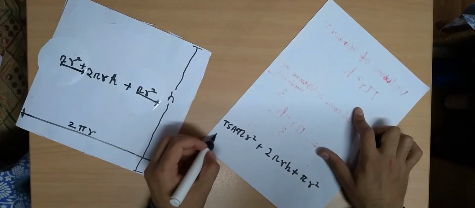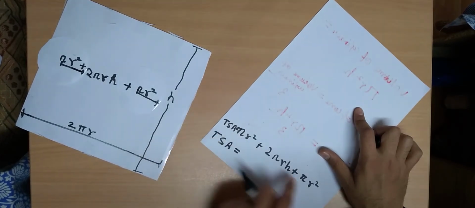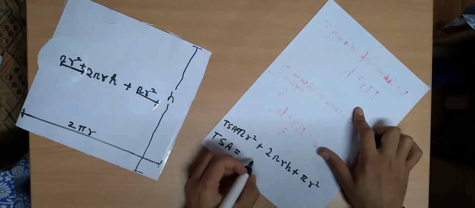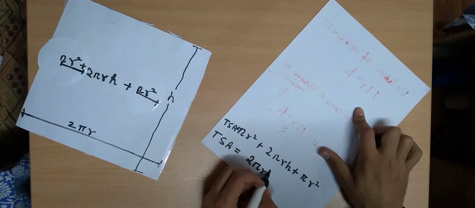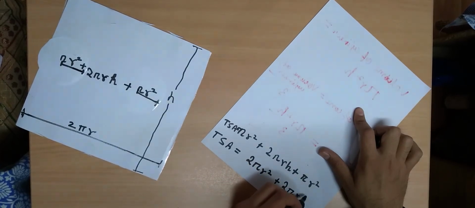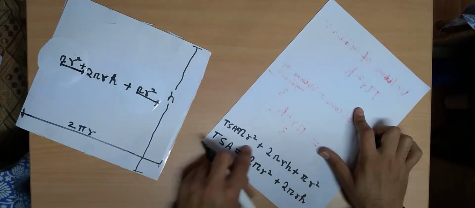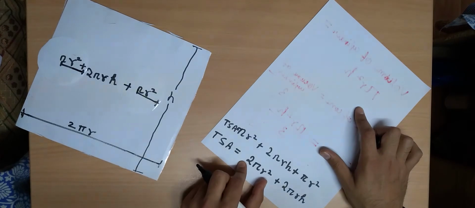So if I solve that, I get the total surface area equals pi r square plus pi r square, 2 pi r square, so 2 pi r square plus 2 pi r h. This is the total surface area of a cylinder. This being the curved surface area, this being the area of the ends.